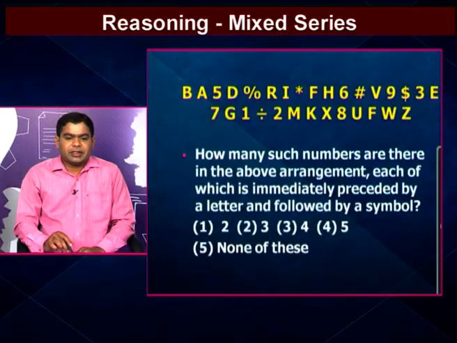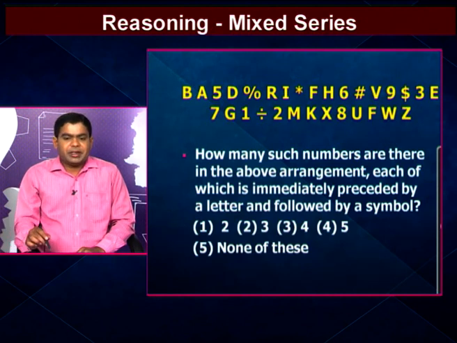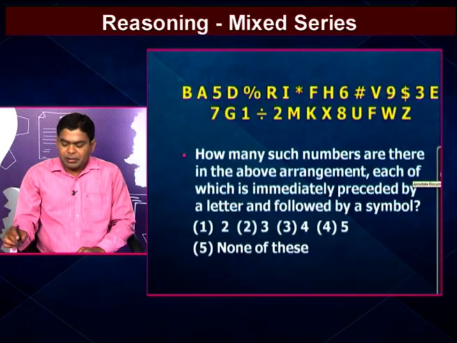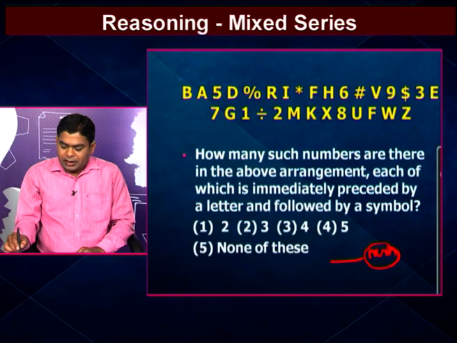How many such numbers are there in the above arrangement, each of which is immediately preceded by a letter and followed by a symbol? Preceded means left side, followed means right side. Here the question is asking about the numbers. That means first of all we take the number. The left side must be a letter and the right side must be a symbol.